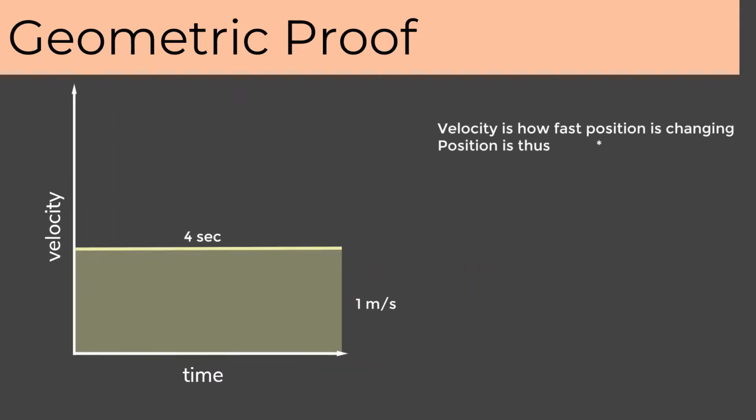Well, we know that velocity is how fast position is changing per unit time. And if we multiply that by how many unit times we have, we get the total distance traveled. Position is thus velocity multiplied by time. In this example, we would have traveled for 4 meters in total.